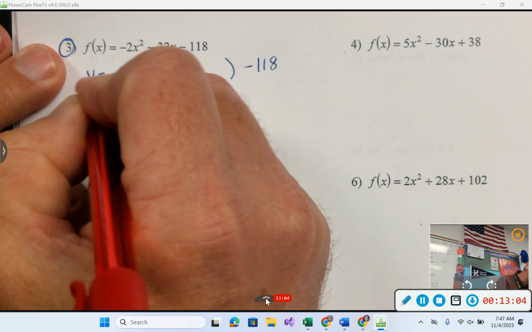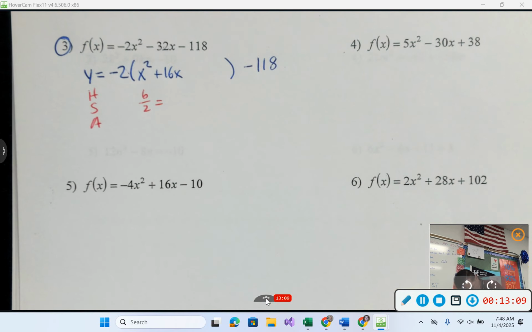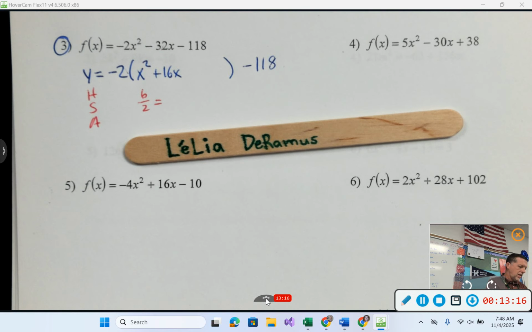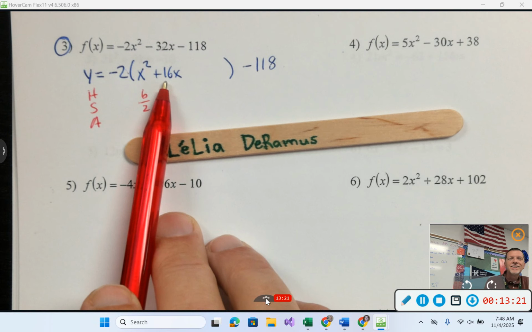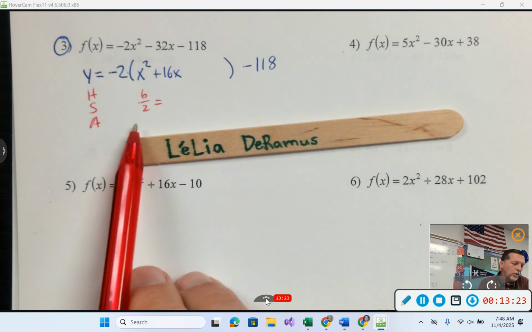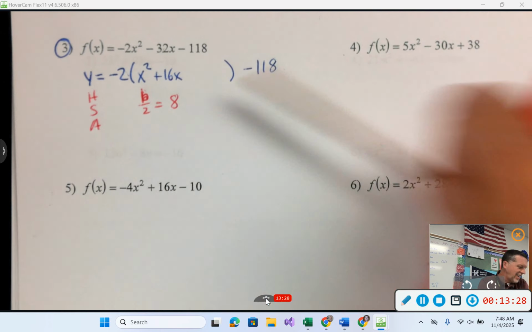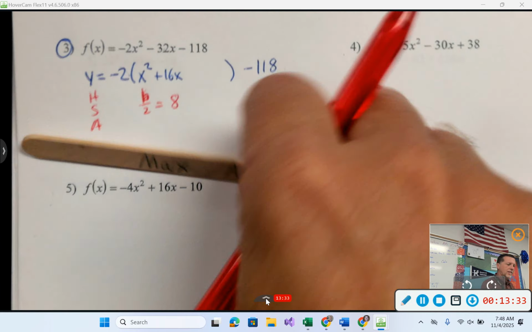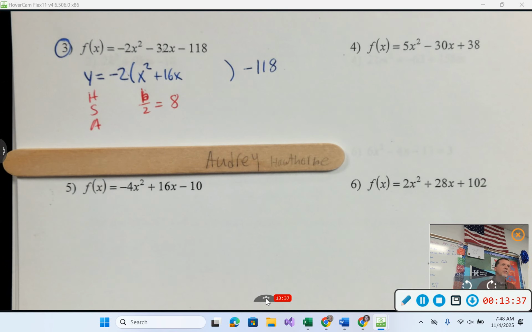Okay, half it, square it, add it. When I half it, start picking on people here. Layla, when I half it, what do I get? 8. Oh, you thought that was a 6, I bet. Yes, half of 16 is 8. All right. Max, I square it. What do I get? 64. Audrey, what do I do with that 64?